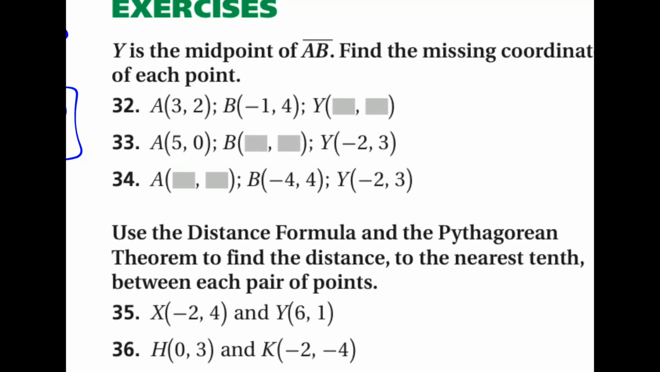For this next section, they tell me that y is the midpoint. So if I have the 2 endpoints, I'm just going to take their average. So 3 plus the negative 1 is 2, divided by 2 is 1. 2 plus 4 is 6, divided by 2 is 3.